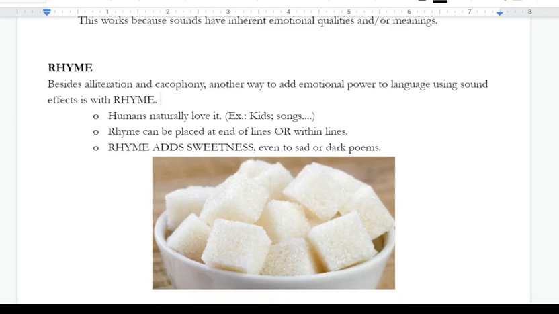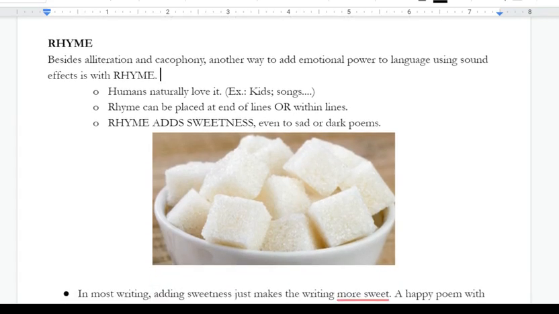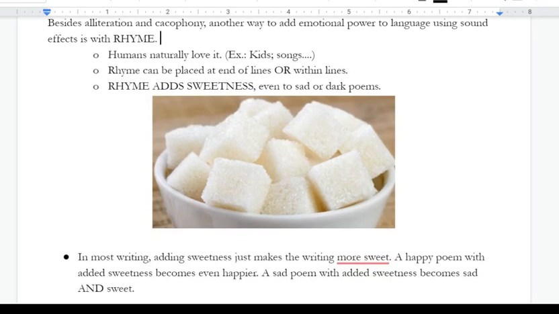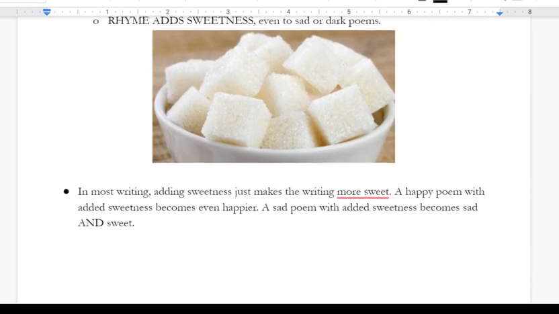And I want you to think about rhyme in literature as adding sweetness. That's why I put a picture here of this bowl of sugar cubes. If a piece of literature is a food, rhyme is like adding sugar to that food. And that's true even if you're putting rhyme in a poem that is sad or a poem that's bittersweet, like sad and happy at the same time, or a poem that's kind of dark. It's always adding sweetness. So most of the time, the effect of that just makes the writing more sweet and beautiful.